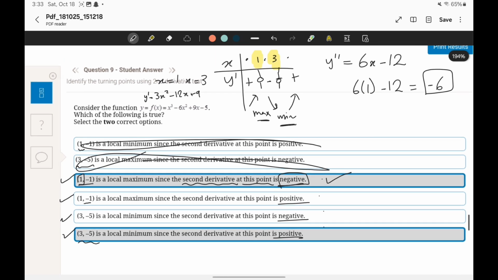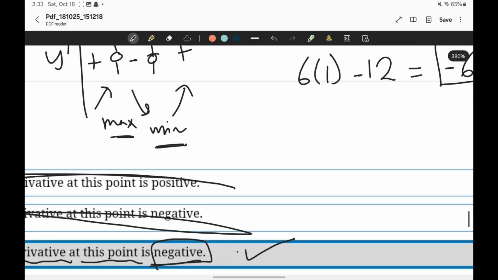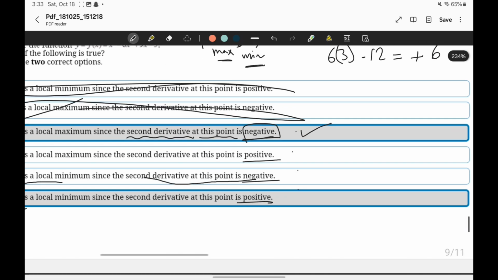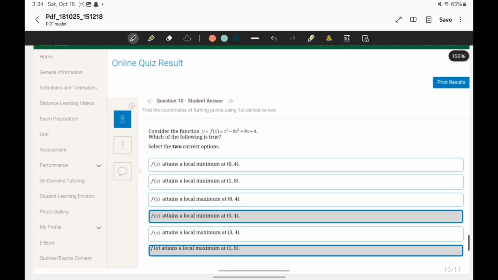Now for this one, here, they said at 3, the second derivative is negative. We'll test it at 6 times 3 minus 12. This is actually a positive number. This is positive 6. So that means this one is wrong and this one is correct because it said positive number. Number 10, this is a similar question.